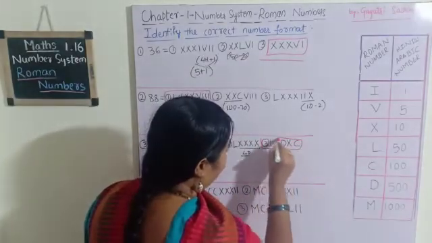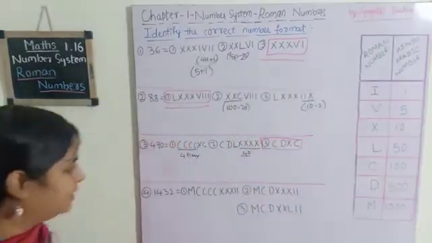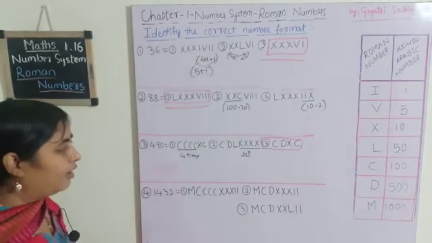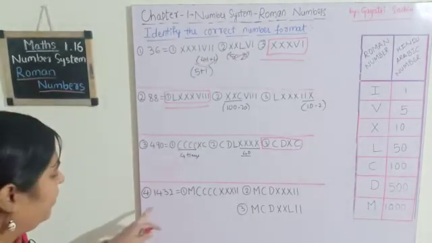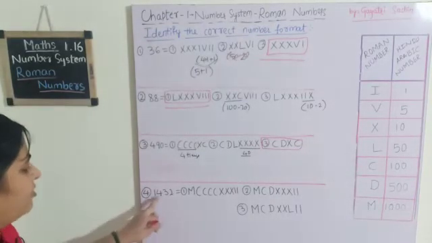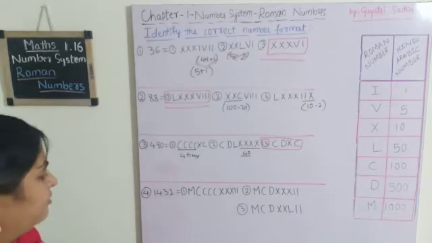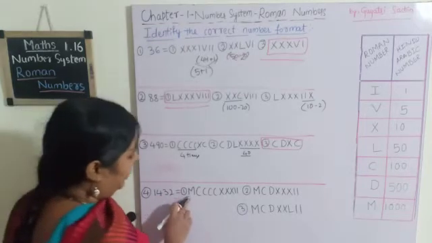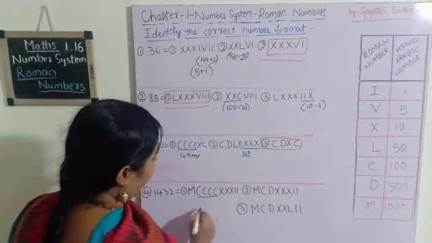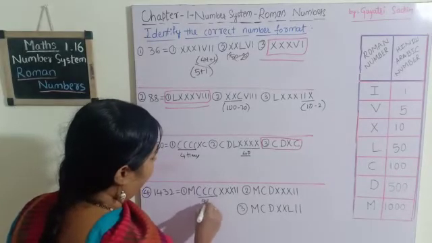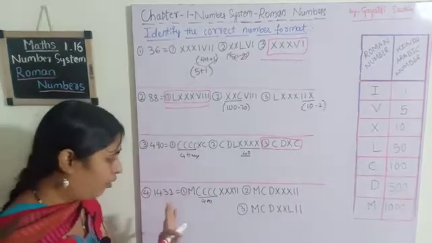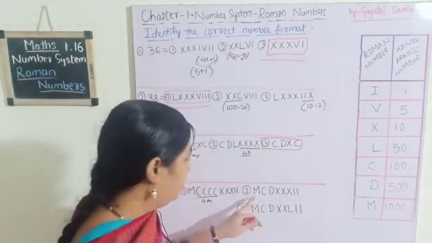This is the correct option. Okay. Like this, we have to identify the mistakes that they have shown for us. Okay. Fourth example, 1432. First option, 1000 is correct. Again, 400. See, we don't write 400 like this. This is wrong.